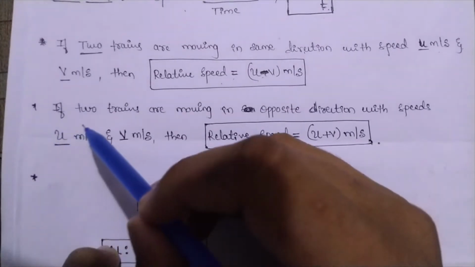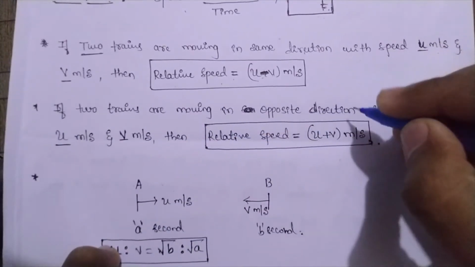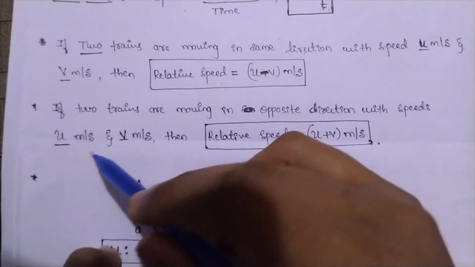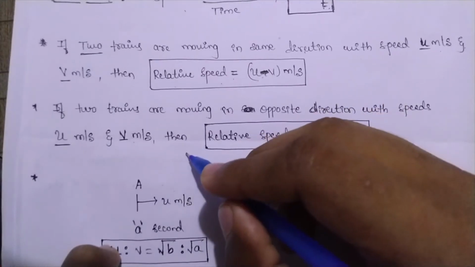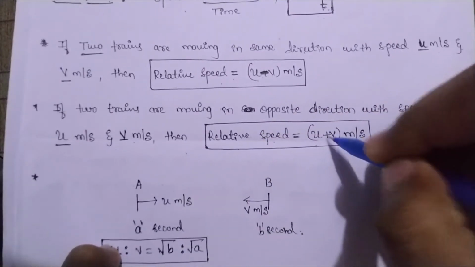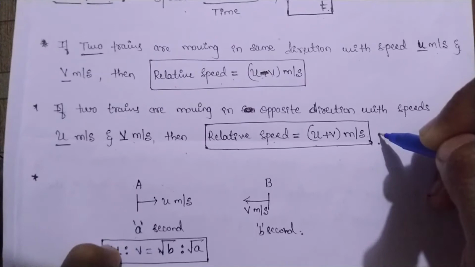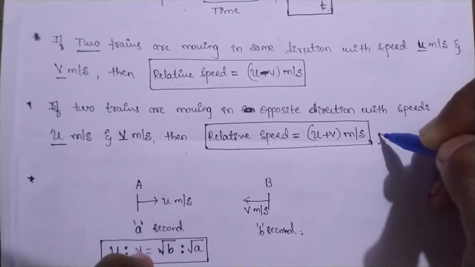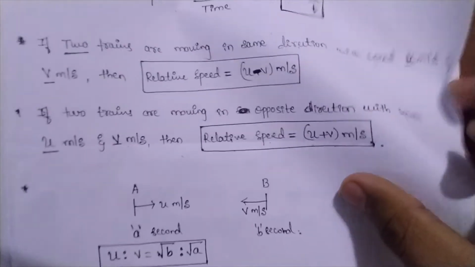Similarly, if the two trains are moving in opposite directions with speeds u meter per second and v meter per second, then the relative speed is given by u plus v meter per second. That is, the speeds of both the trains are added.